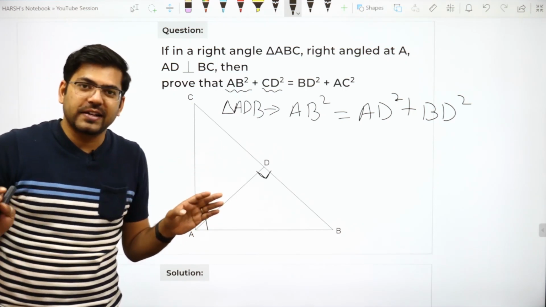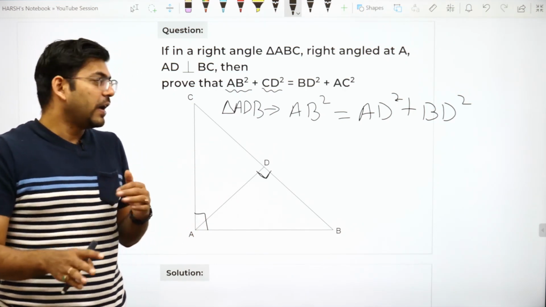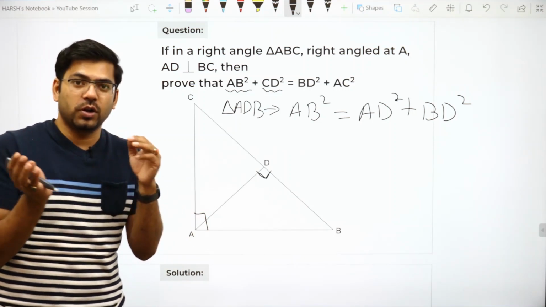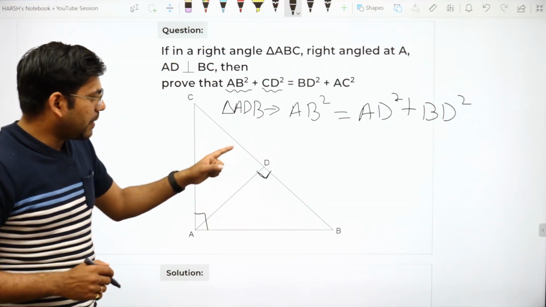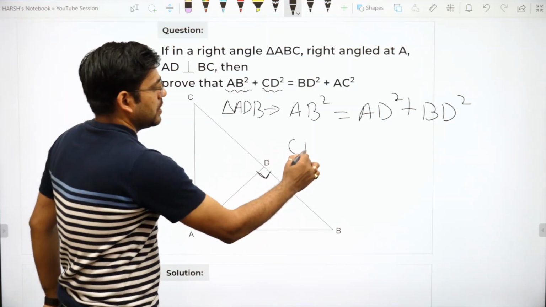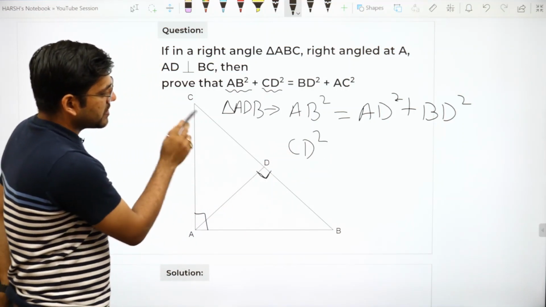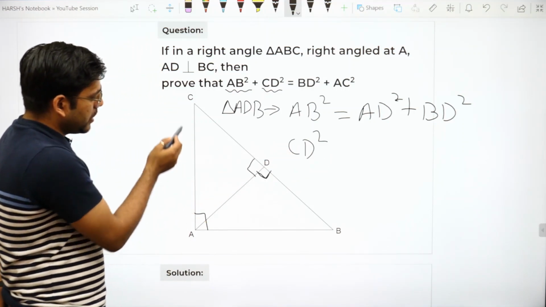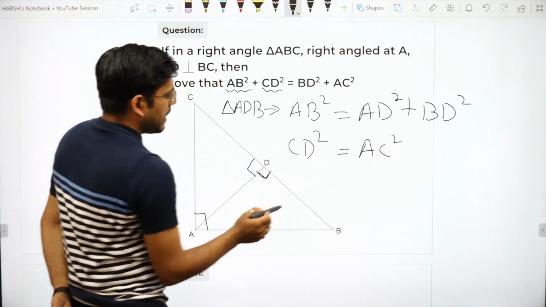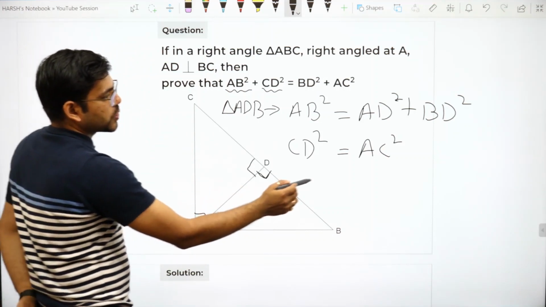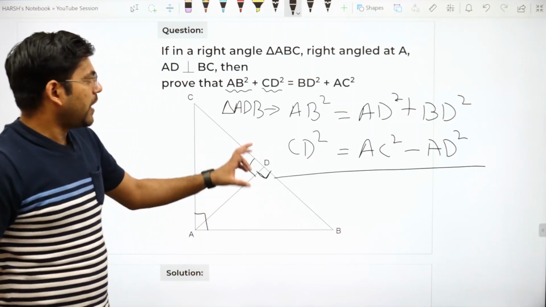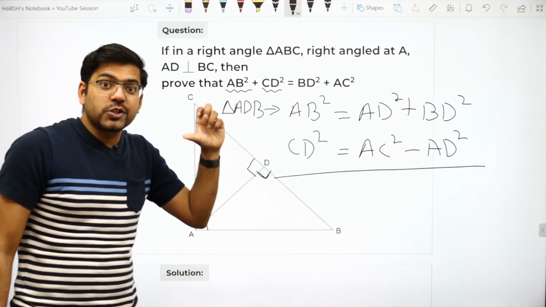See, I don't know the answer. I am assuming that I am a student like you all. I don't know the answer. So I am doing all the common sense steps which anyone would do. Now, once I have got AB square, then I will be going for the CD square. If I go with this CD square, this is also 90 degree. So this will be hypotenuse AC square. So I'll write AC square minus AD square.